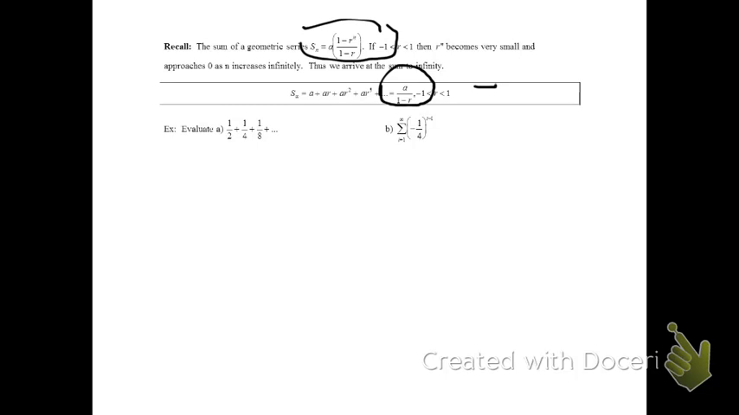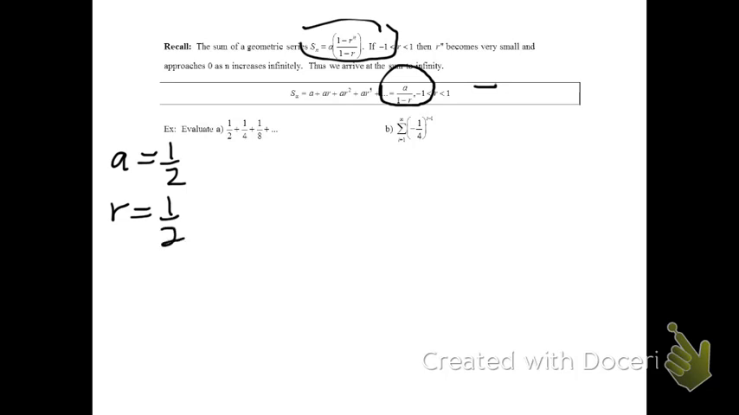So here's our first example here, where we have a half plus a quarter plus an eighth. So you can see that r is a half. We're starting with a value of a is a half, and as we multiply a half times a half, we get a quarter, and a quarter times a half, we get an eighth. So our r is a half.